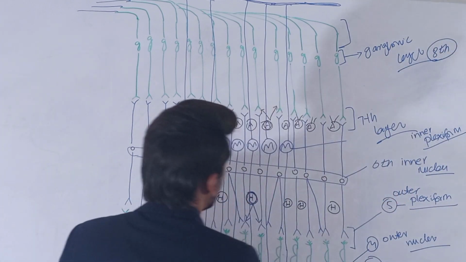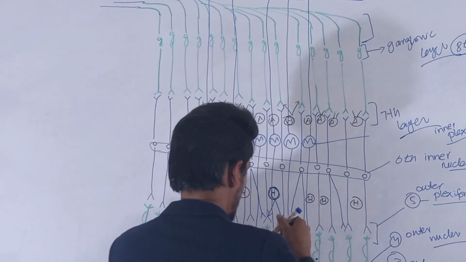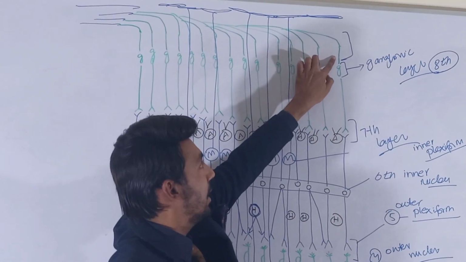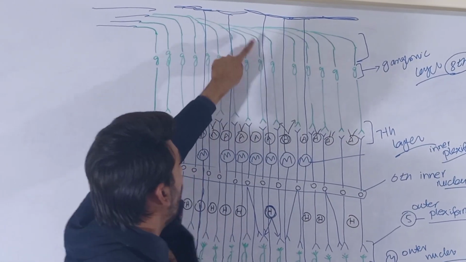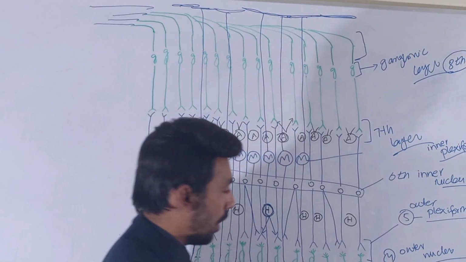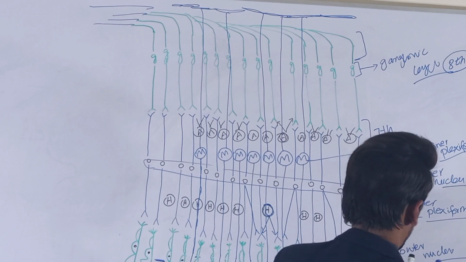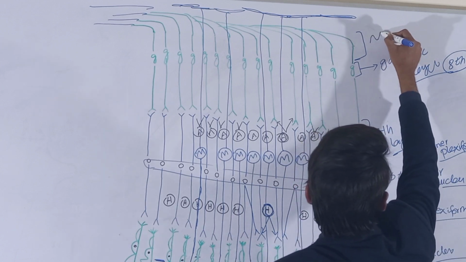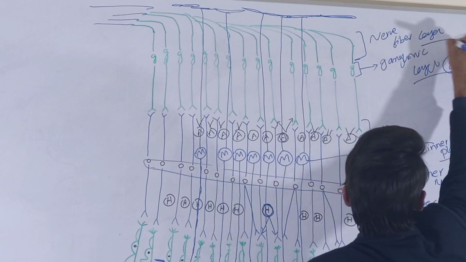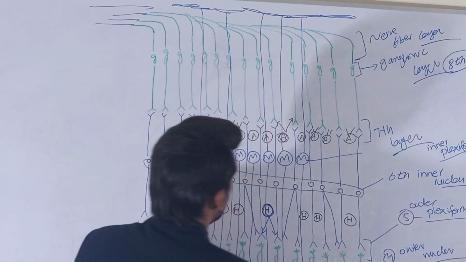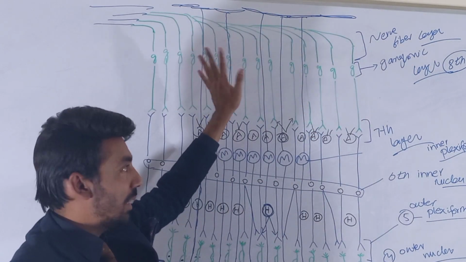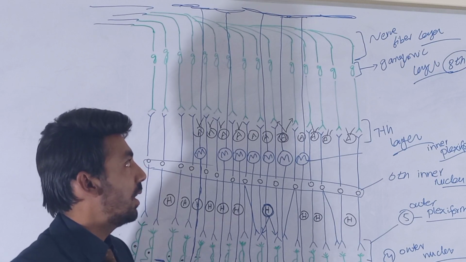And now the second last layer is where the nerve fibers of the action potential are moving towards the optic nerve. This portion is called the nerve fiber layer, because the fibers are moving towards the optic nerve, and this is the second last layer of the retina.